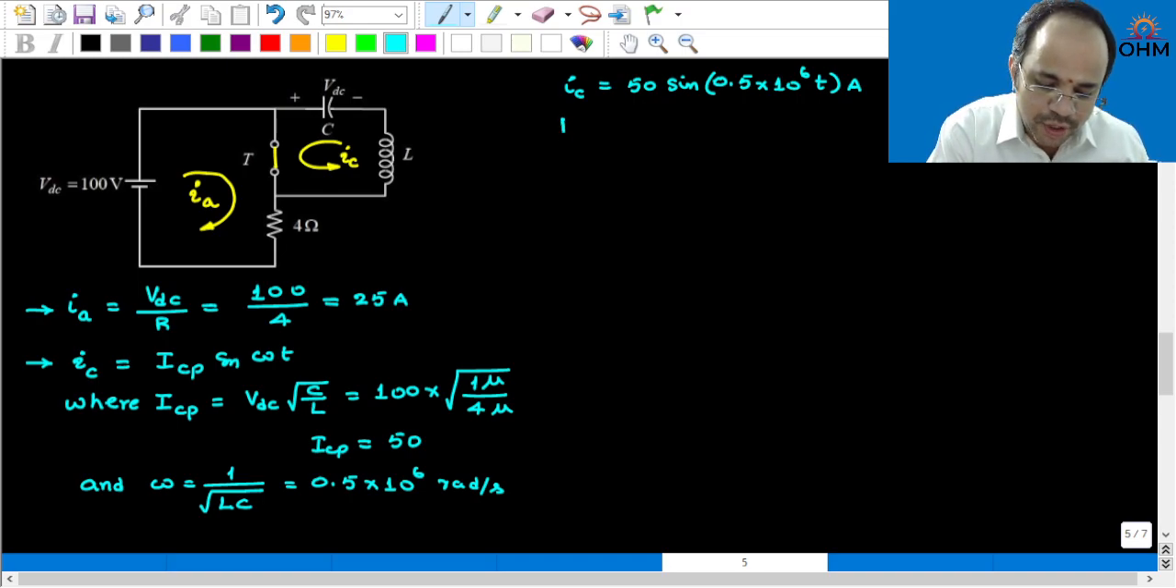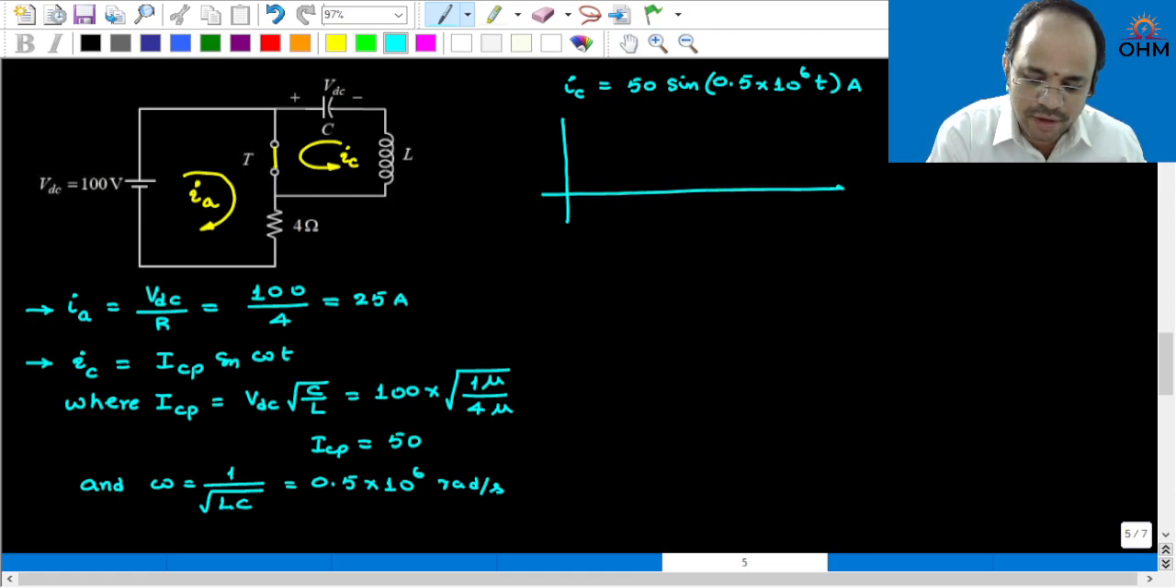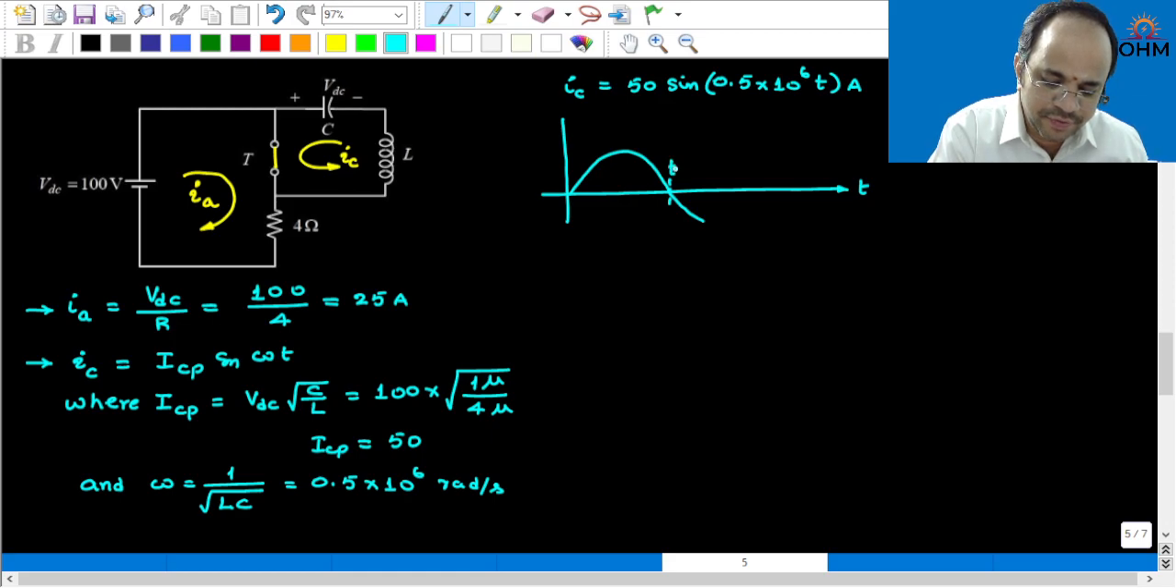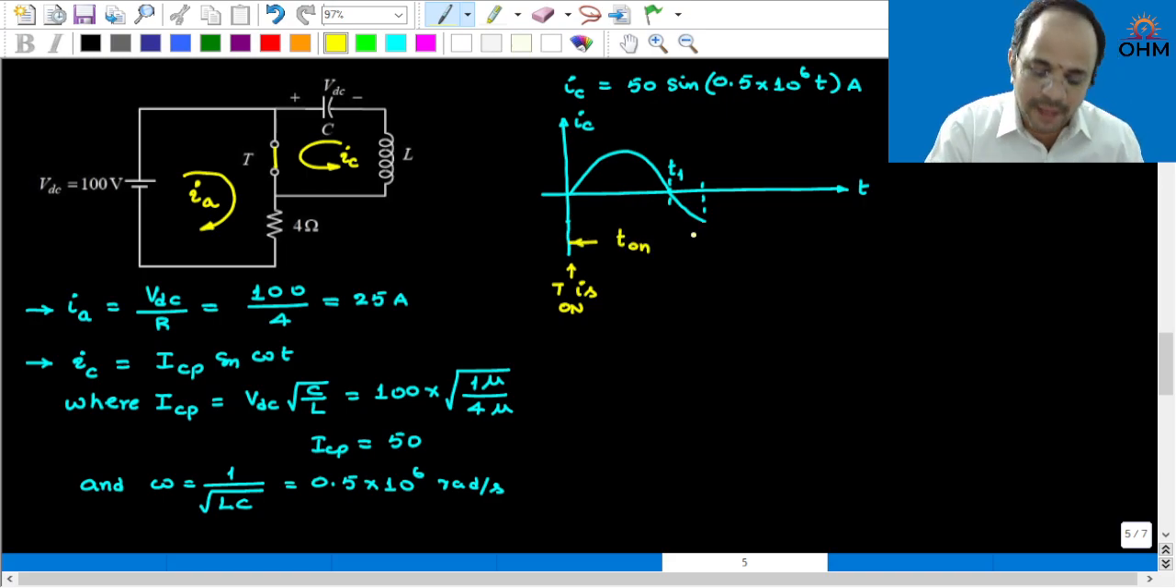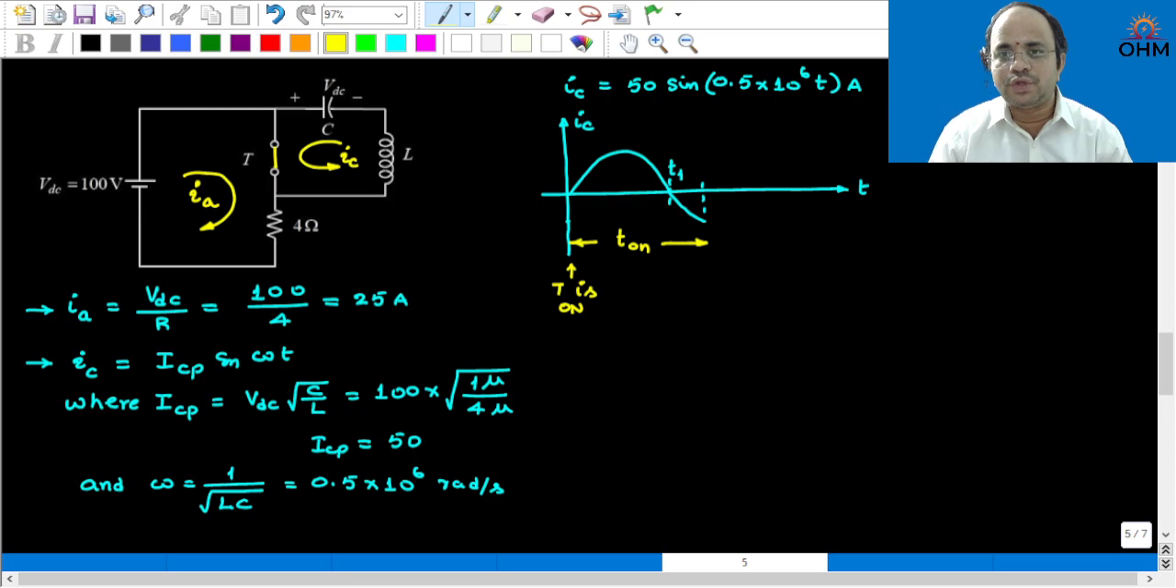Now, if you look at this capacitor current waveform, this is a sinusoidal component, and let us say this time is T1. After T1, the capacitor current will try to reverse due to the sinusoidal property. Therefore, if the SCR is triggered here, at T is on, the SCR conduction will start from here. There are two components of current flowing through the SCR.